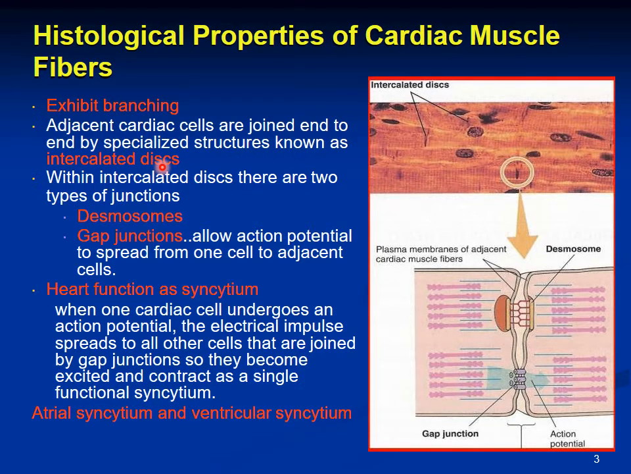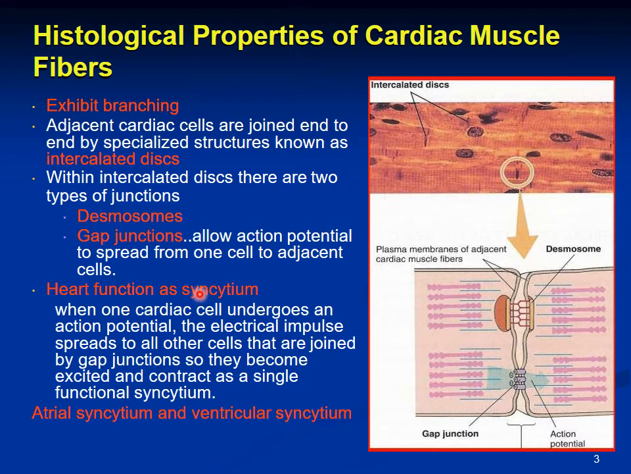As we discussed earlier, these are the intercalated discs. They are formed by the fusion of cell membranes of two adjacent cardiac cells. Within intercalated discs, there are two types of junctions, desmosomes and gap junctions. If we see this picture, this is a desmosome and this one is a gap junction. Gap junctions allow the action potential to spread from one cell to an adjacent cell.